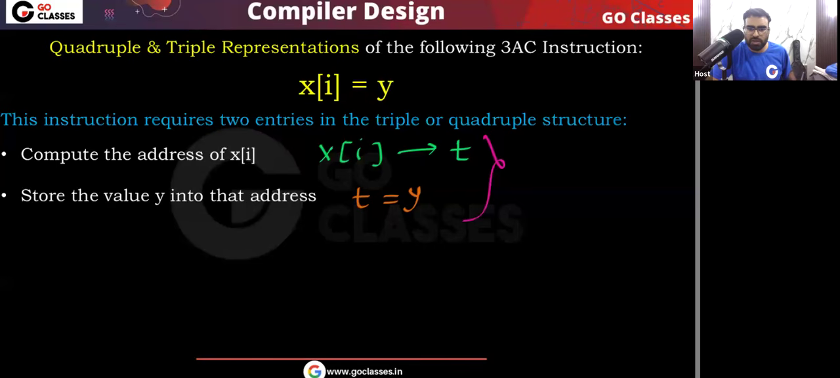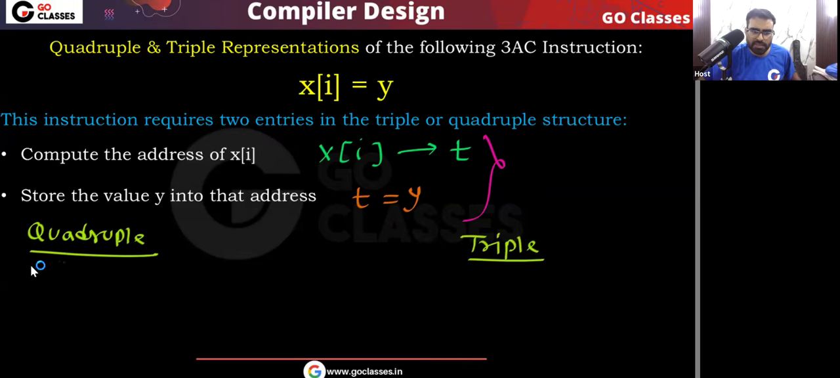Now let's see what will be the quadruple and triple structure. So I'm writing here the quadruple structure, and here I will write the triple structure. Now you can easily answer it. So just tell me what will be the quadruple structure and what will be the triple structure. Argument 1, argument 2, and result.